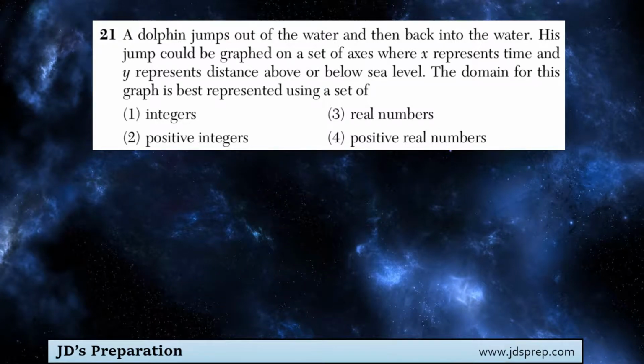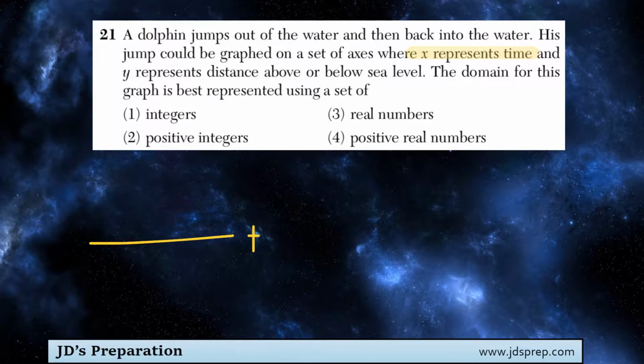All right, so in this question, we're imagining a graph that represents a dolphin jumping out of water and then going back into the water. We're told that x represents time. So let's go ahead and just imagine what that would look like. So that's our x-axis for time.